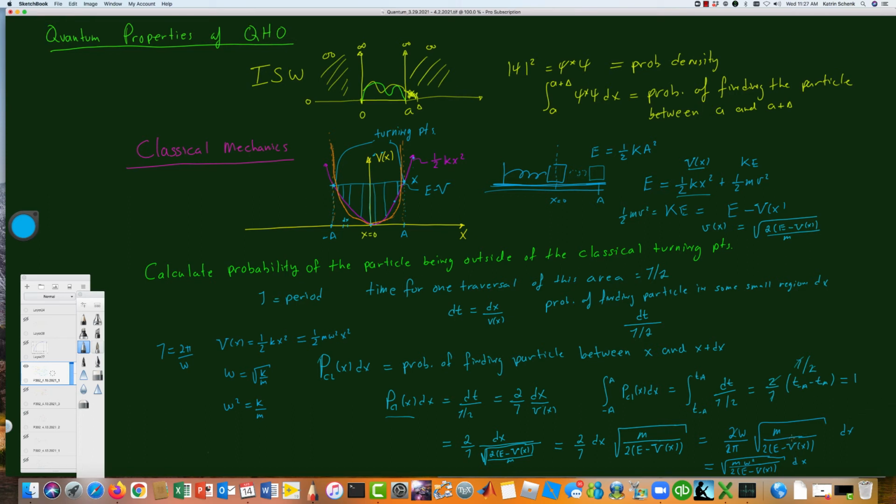I'd like to turn this into a quantum mechanical expression, so I'm going to get another layer and label it. You can either pause the video to catch up, or I'll give you a little time while I label my layer. All right, and turning off this layer.